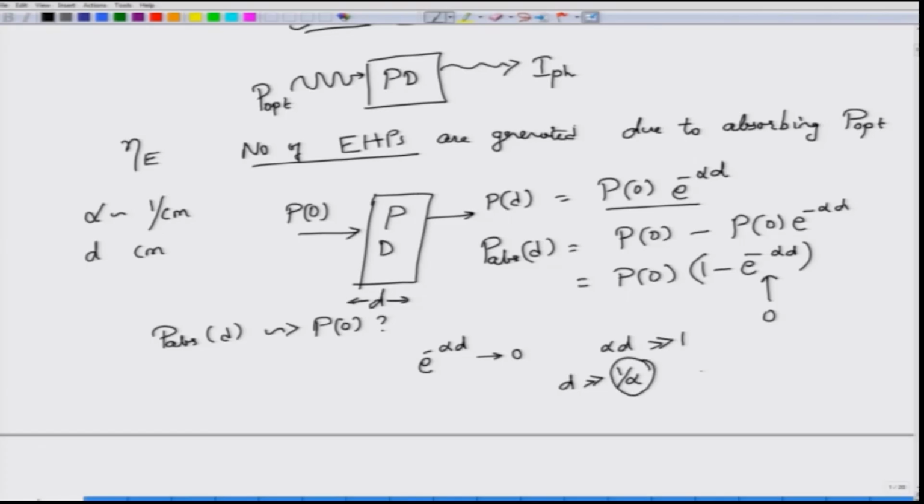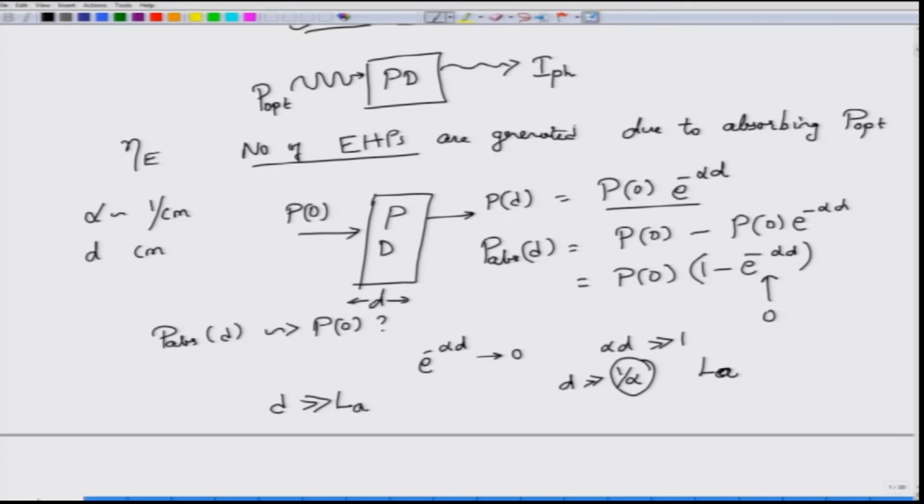We call this 1 by alpha the attenuation length, or the absorption length, let us call this L_A. So, what we have to ensure is that my photodetector thickness is much larger or longer than the absorption length of the material that I am using. Now, here is an interesting thing.